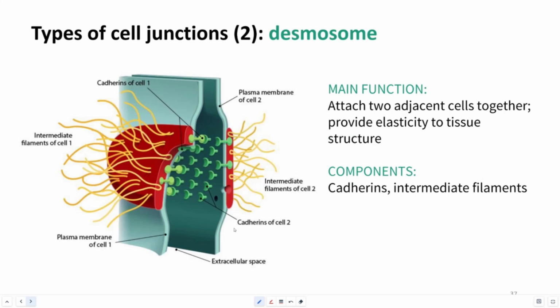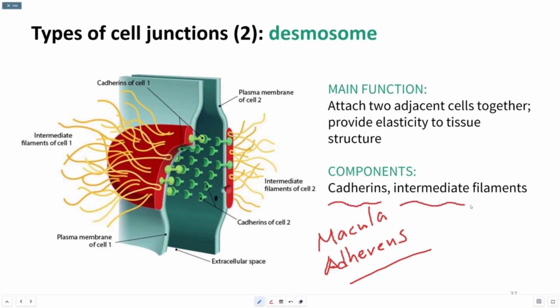These are also known as macula adherens. Macula adherens connect cells together through a thickened structure called a protein plaque that contains many filaments that extend between the two cells. They provide structural integrity to the cell that allows them to deal with any kind of mechanical stress. Some examples include the cadherin protein as well as the intermediate filaments.